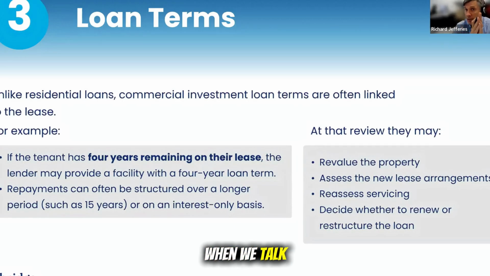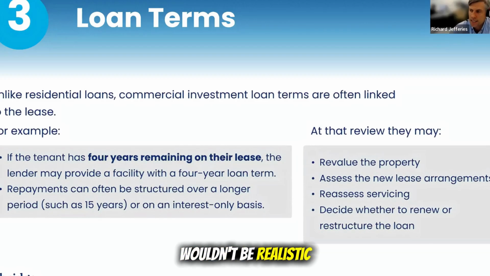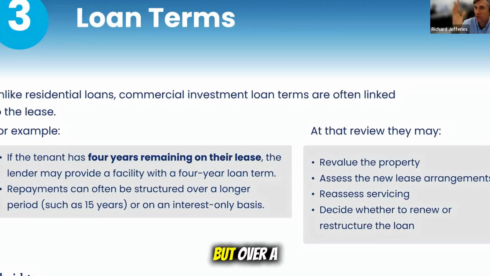Now, when we talk about the loan term matching the lease, that's when the bank will usually want to review the finance facility again at the end of that 4-year term. But it's not when they expect the debt to be paid off. It wouldn't be realistic. So the borrower may opt for interest only during that period, or they may want principal and interest repayments over a 15-year term, a bit more like a mortgage, which is pretty common.